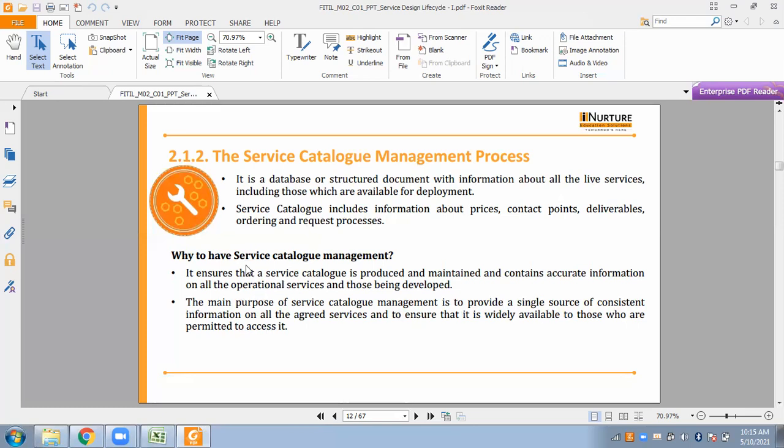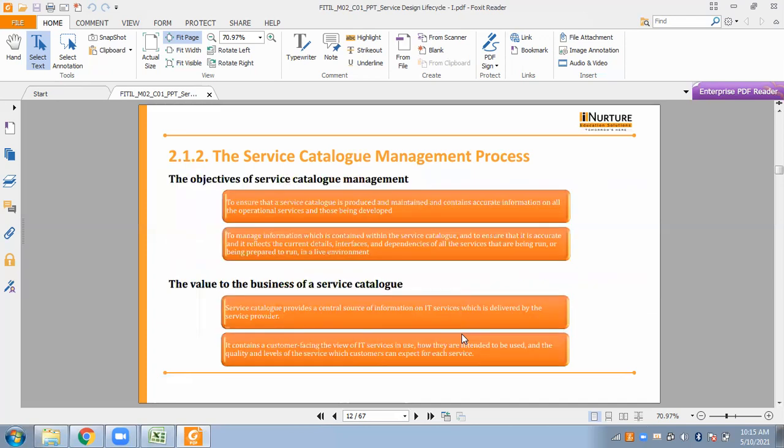So basically, the service catalog is produced and maintained and contains accurate information on all the operational services and those being developed. The main purpose is to provide a single source of consistent information on all the agreed services and to ensure that it is widely available to those who are allowed to access it.